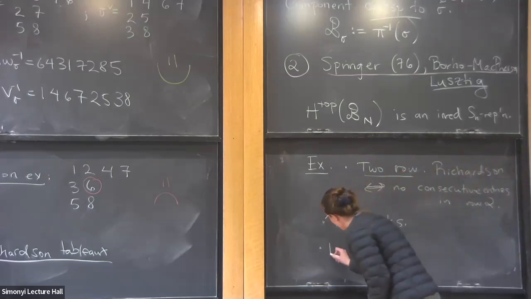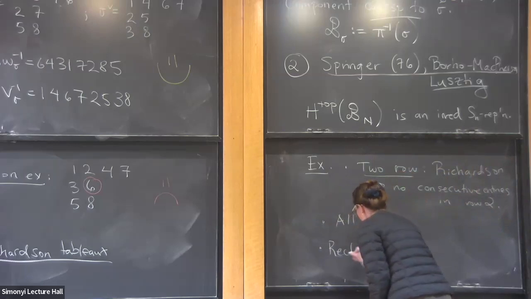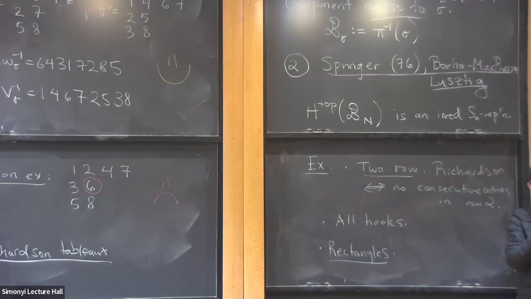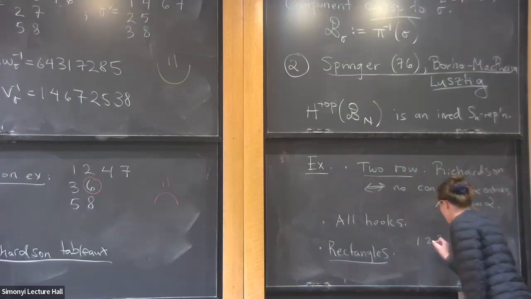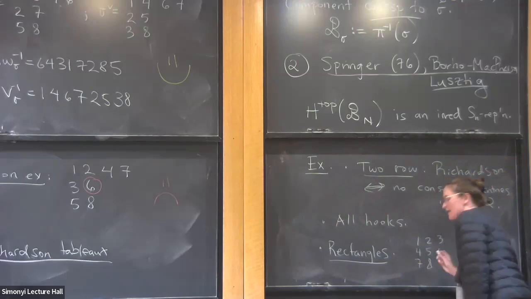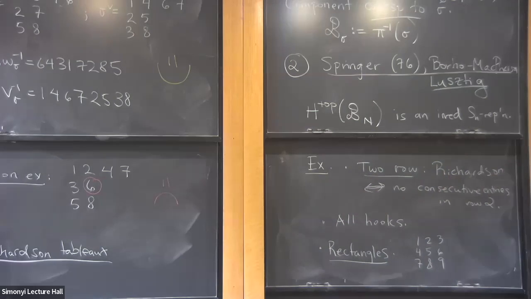But on the other hand, you can convince yourself that if you had a rectangle shape, there's a unique one. There's just one. And it's going to be the one that looks like 1, 2, 3, say 4, 5, 6, 7, 8. That's the only thing that you can see.